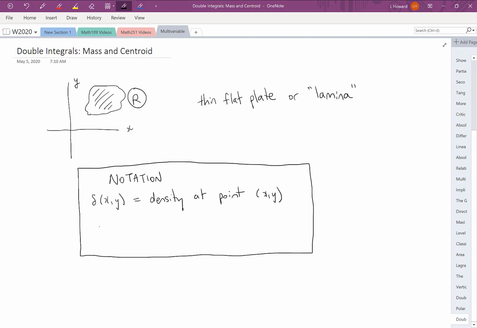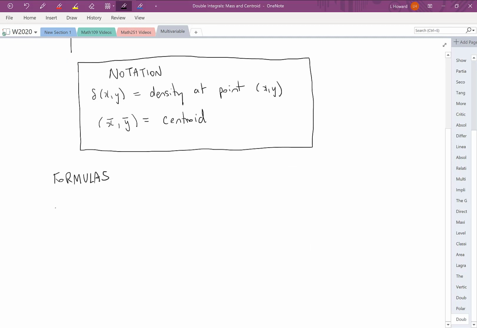Second piece of notation, we want to introduce a point called x bar, y bar. And that is our notation for the centroid. Centroid, just another way of saying center of mass. So there are three formulas that we're going to use in this video. First one is for the mass of the lamina, and we'll call that mass m.